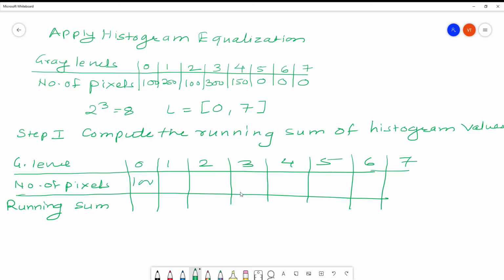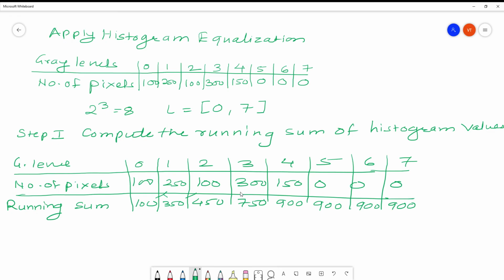This is given: 100, 250, 100, 300, 150, 0, 0, 0, right? So what will be the running sum? This is 100. 100 plus 250 is 350. 350 plus 100 is 450. 450 plus 300 is 750. Similarly, we'll get 900, 900, 900 and 900, right? So running sum is what? Cumulative addition. Okay, this is step number 1. Then step number 2.